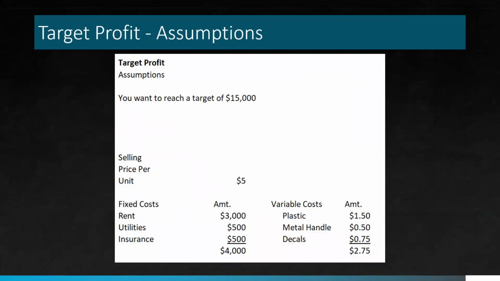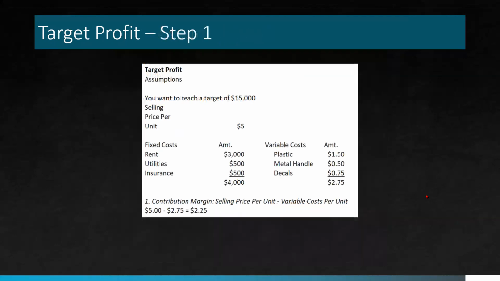In this section, we're going to talk about target profit, right? This is when you want to know, okay, if I earn a certain amount of money above that break-even point, how many units do I need to sell, and how much revenue do I need to generate? So in this scenario, we want to reach a target of $15,000, which is above that break-even point that we just figured out. My assumptions are going to be the same.